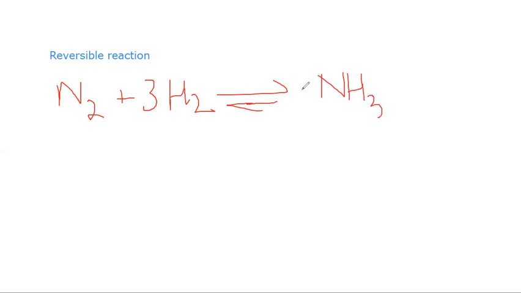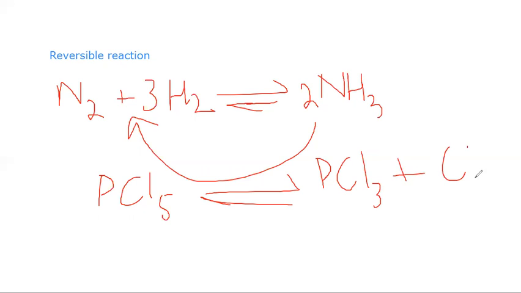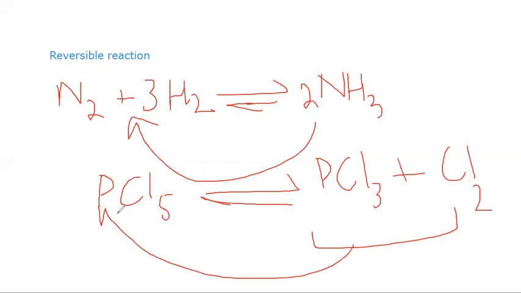Ammonia will again move back towards their reactants. Another example, PCl5, phosphorus pentachloride, forms the products phosphorus trichloride plus chlorine gas. These two products, when they react with each other, will form PCl5 again. So this is a reversible reaction.